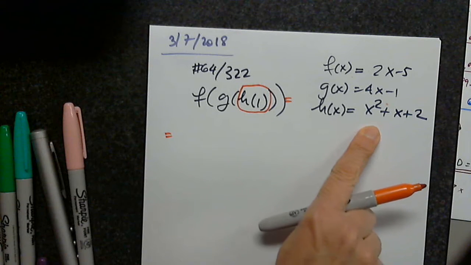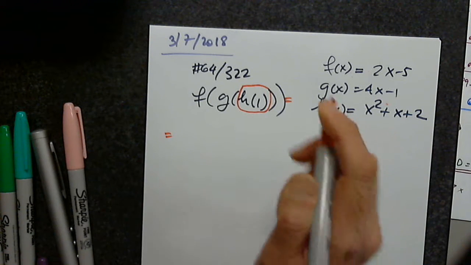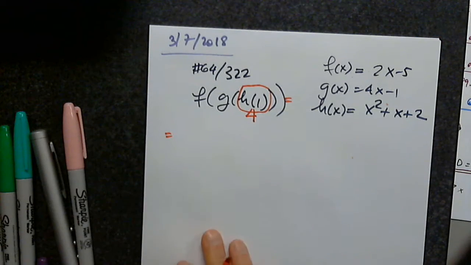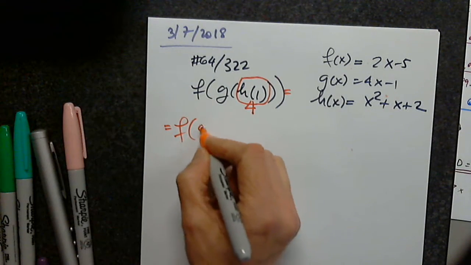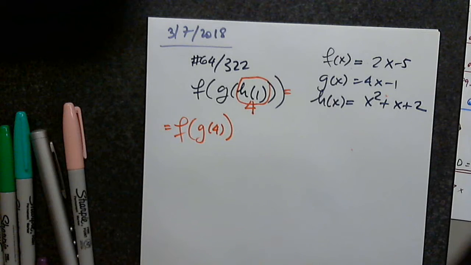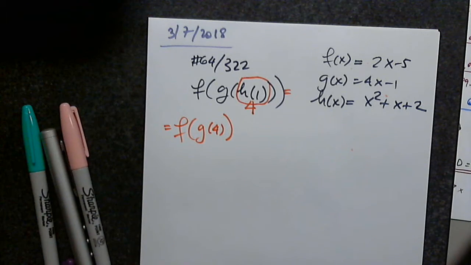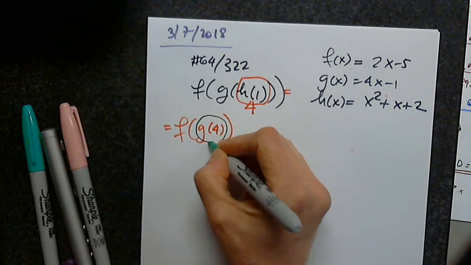Can anyone give us h of 1? Four. So this number is 4. So then I'm looking for f of g of 4. Now where is my next step? G. Of course, the innermost function. So now I have to determine g of 4.